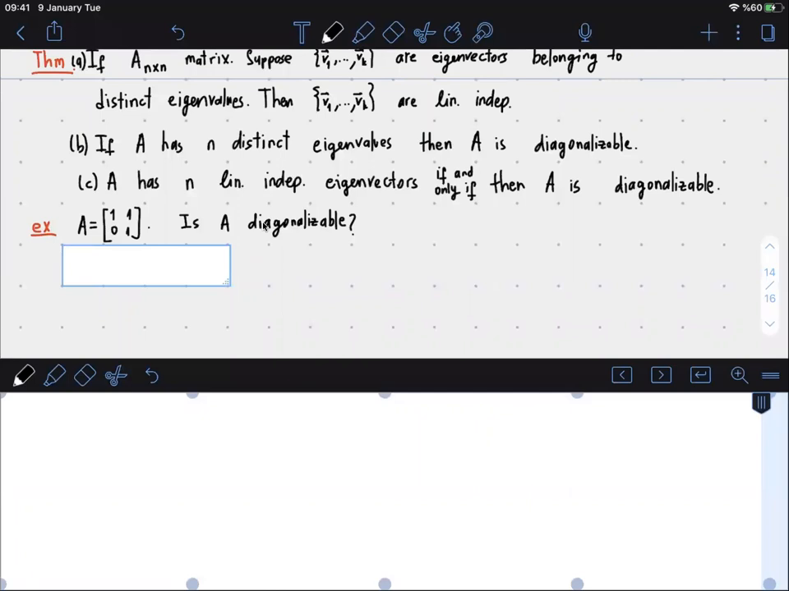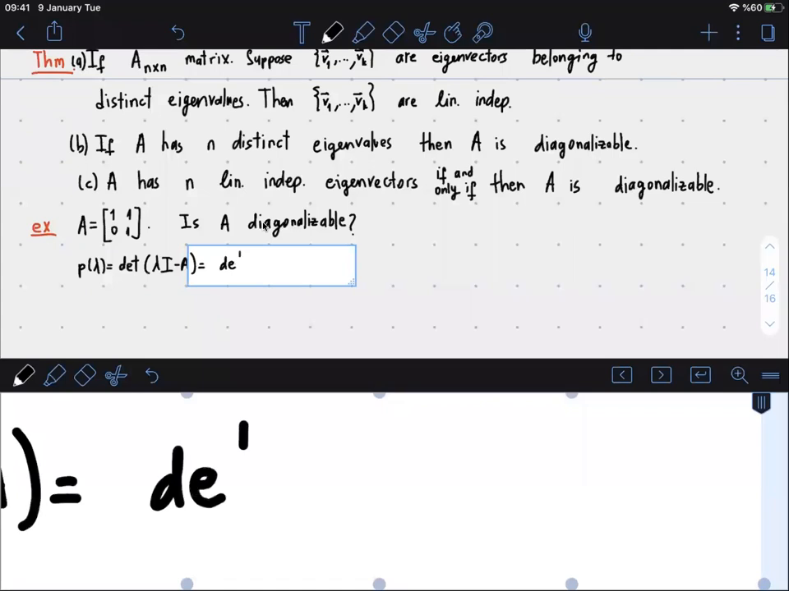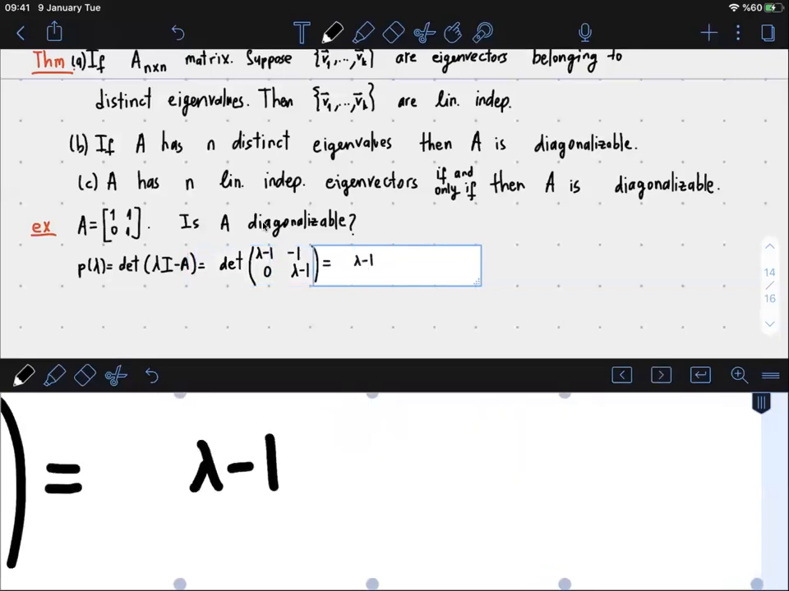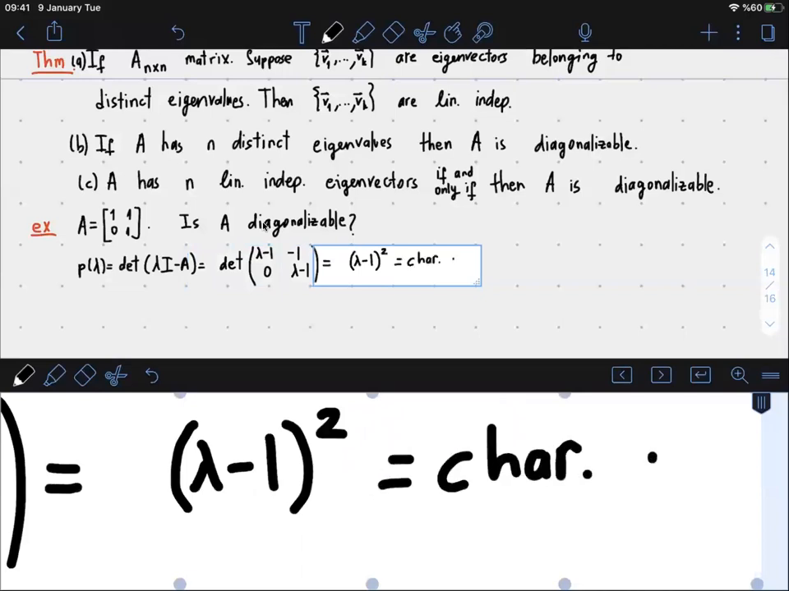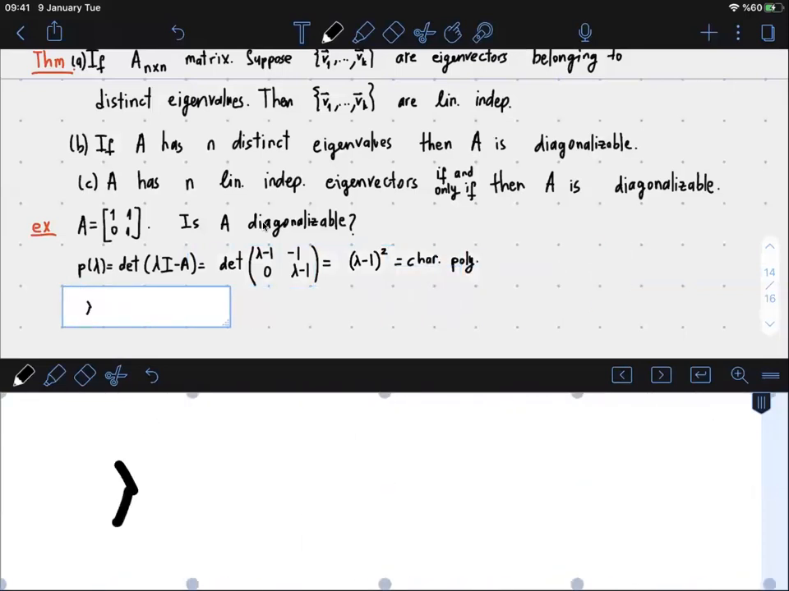Okay, so what do we do? We first look at the characteristic polynomial, right? P(lambda), which is the determinant of lambda I minus A. So what does it give us? This is lambda minus 1, 0, lambda minus 1. So this is (lambda minus 1) squared. This is the characteristic polynomial, remember? And the roots of this polynomial are the eigenvalues. So we have only one eigenvalue.